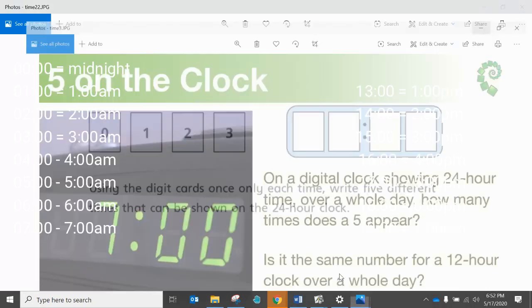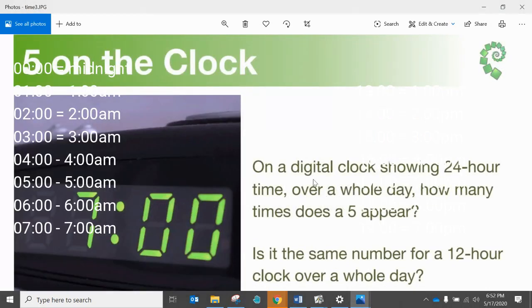Challenge 3 is a great investigation. It's called 5 on the clock. So on a digital clock showing 24-hour time, over a whole day, so over 24 hours from midnight to the midnight the following day, how many times does the digit 5 appear?